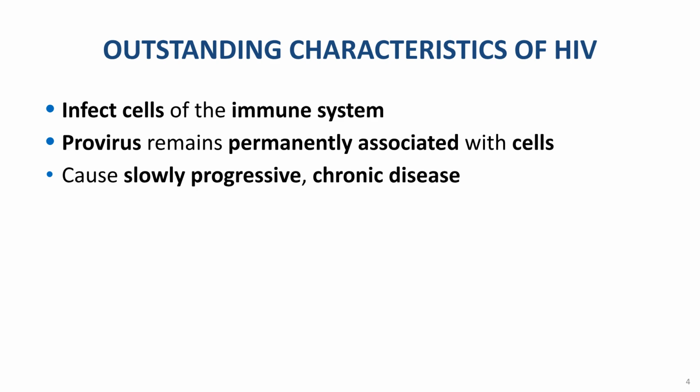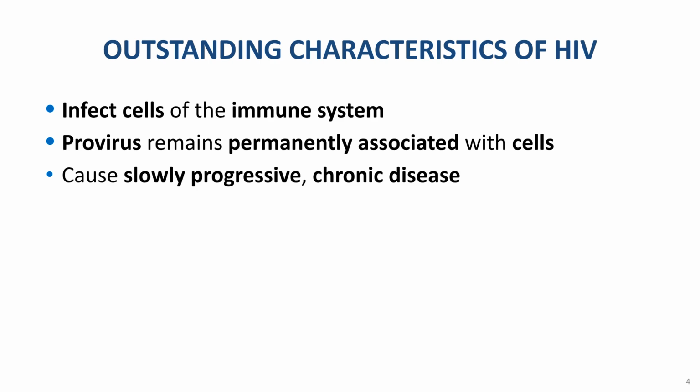Second, the provirus remains permanently associated with infected cells. After HIV's reverse transcriptase converts viral RNA to DNA, this viral DNA integrates into the host cell's chromosome. Once integrated, the proviral DNA becomes a permanent part of the cell's genome. This means that as long as the infected cell survives, it carries the potential to produce new virus particles. This is why we cannot cure HIV with current treatments.